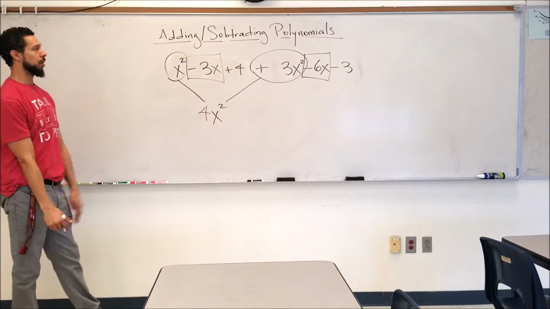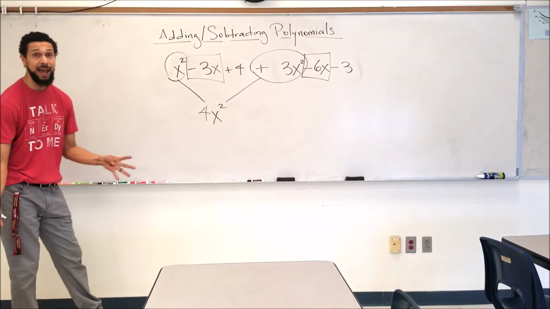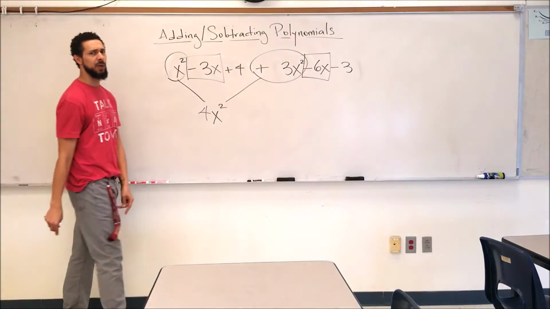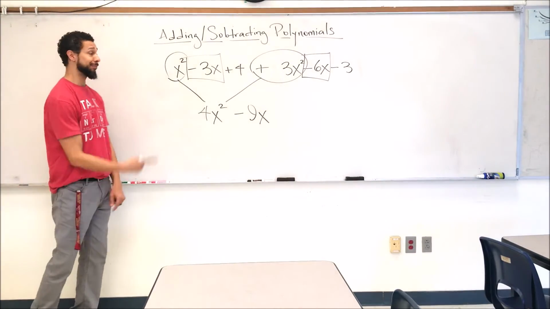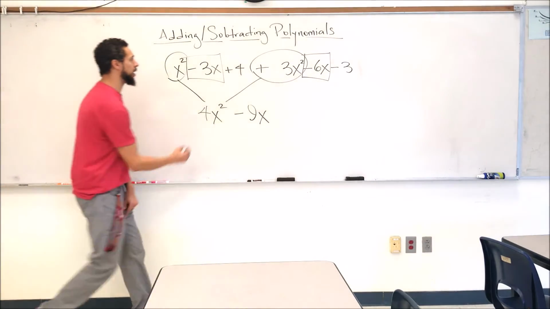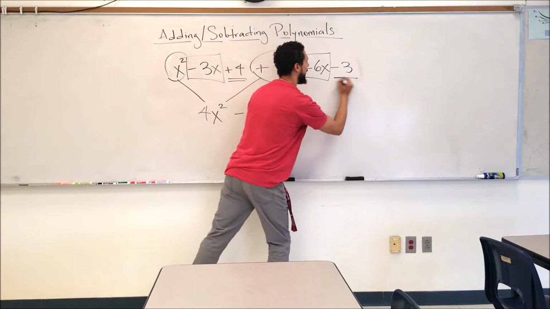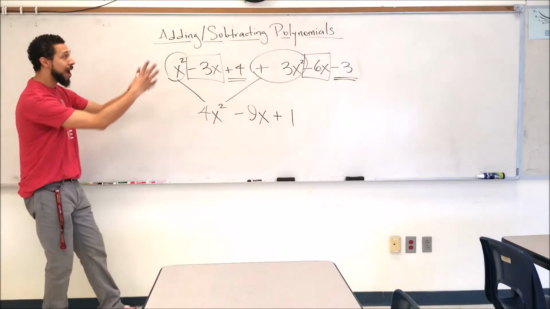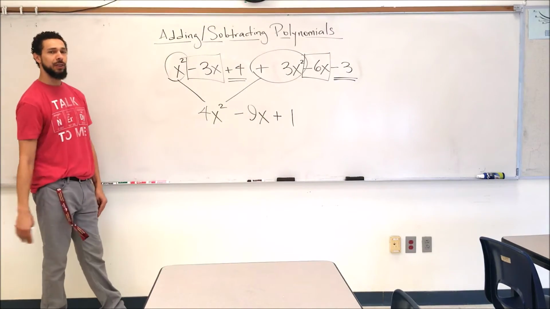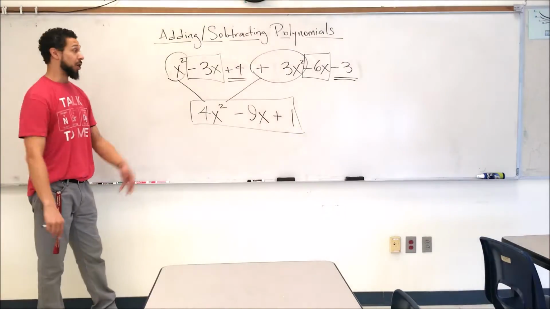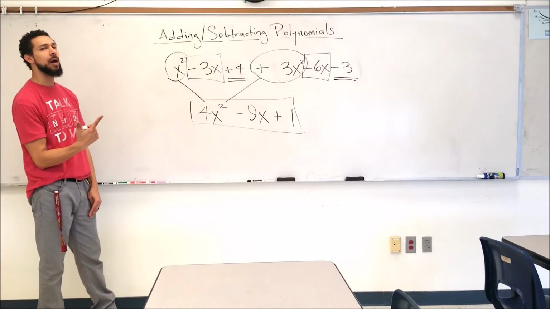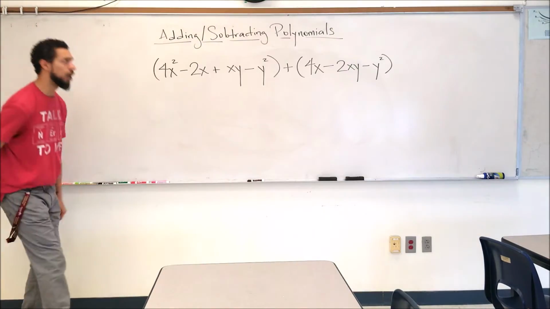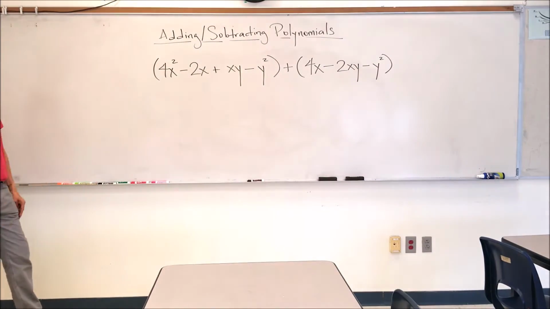Now I'm going to put these two things that say x together. -3x and -6x make what? Exactly right, -9x. And then finally, +4 and -3 together make +1. And you have now added those polynomials together. Ready for one last example? I'm going to kick it all the way up on this one. Here we go. Oh, that's a good one.